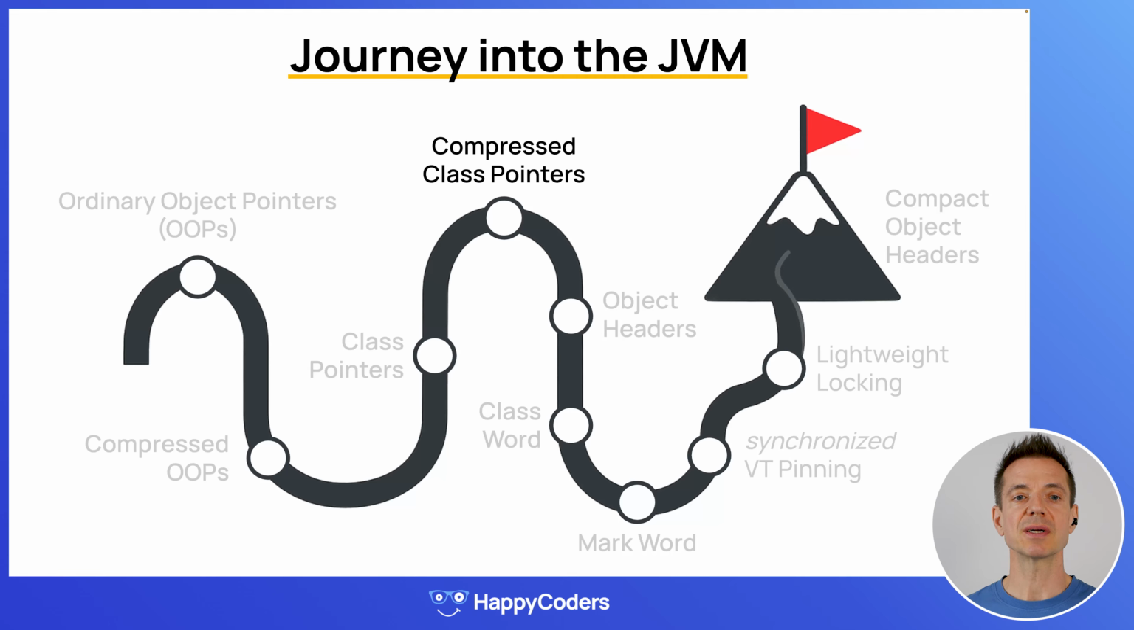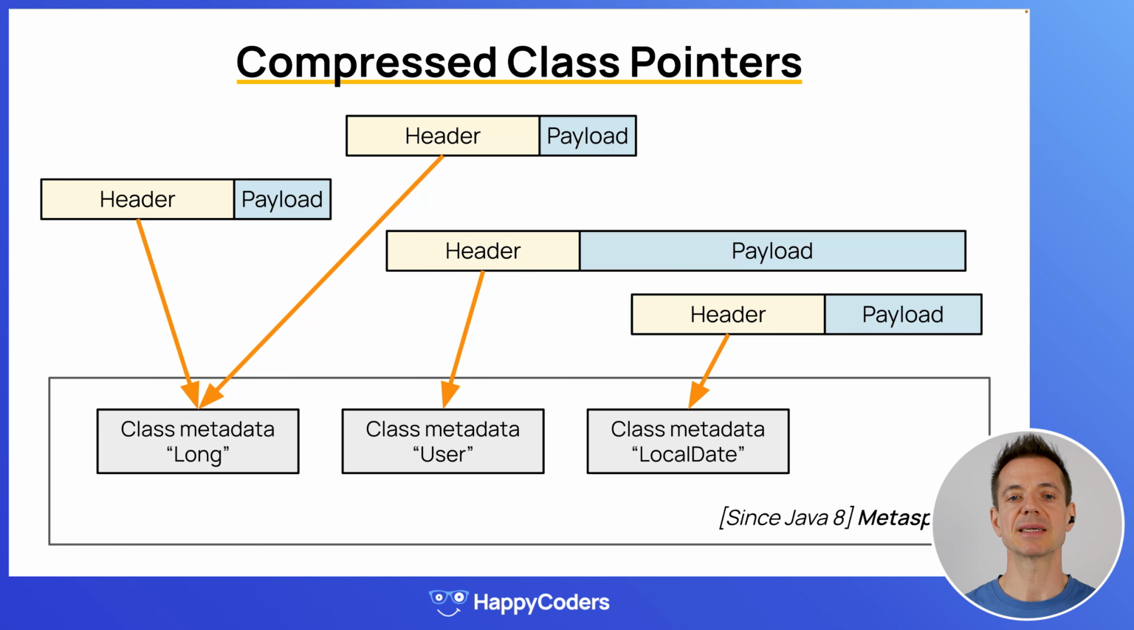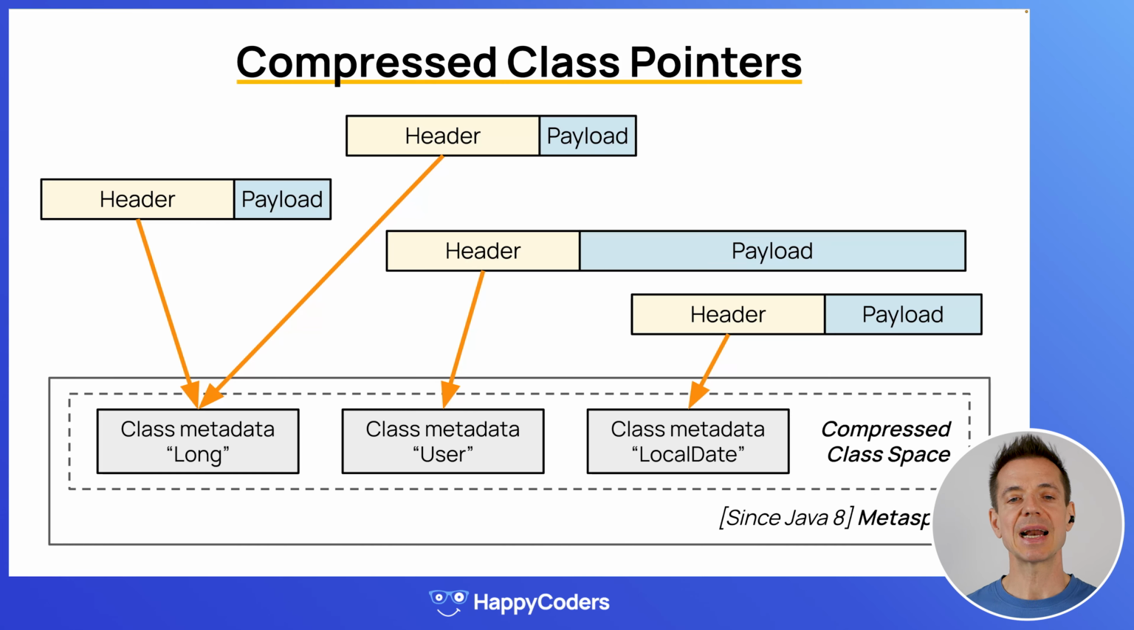And now we move on to the compressed class pointers. In Java 8, the permanent generation was replaced by metaspace. This is an area in native memory, meaning it is not located on the Java heap. With the introduction of metaspace, the compressed class space was also introduced. This is a separate area within metaspace that is reserved exclusively for class metadata.